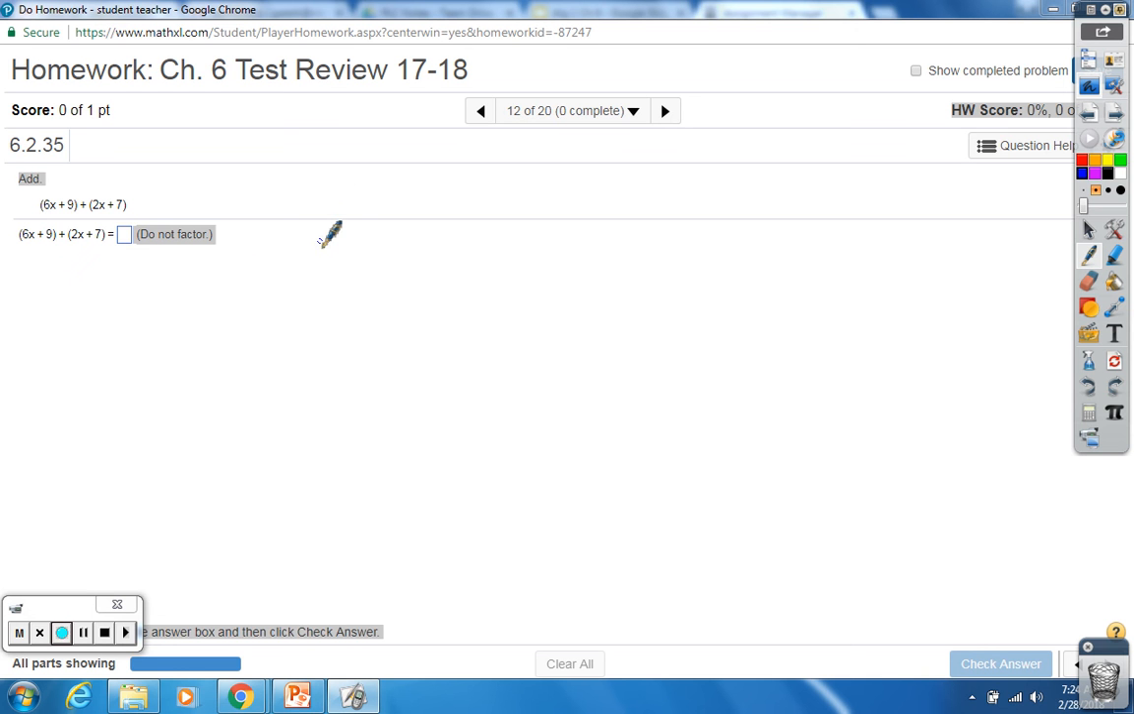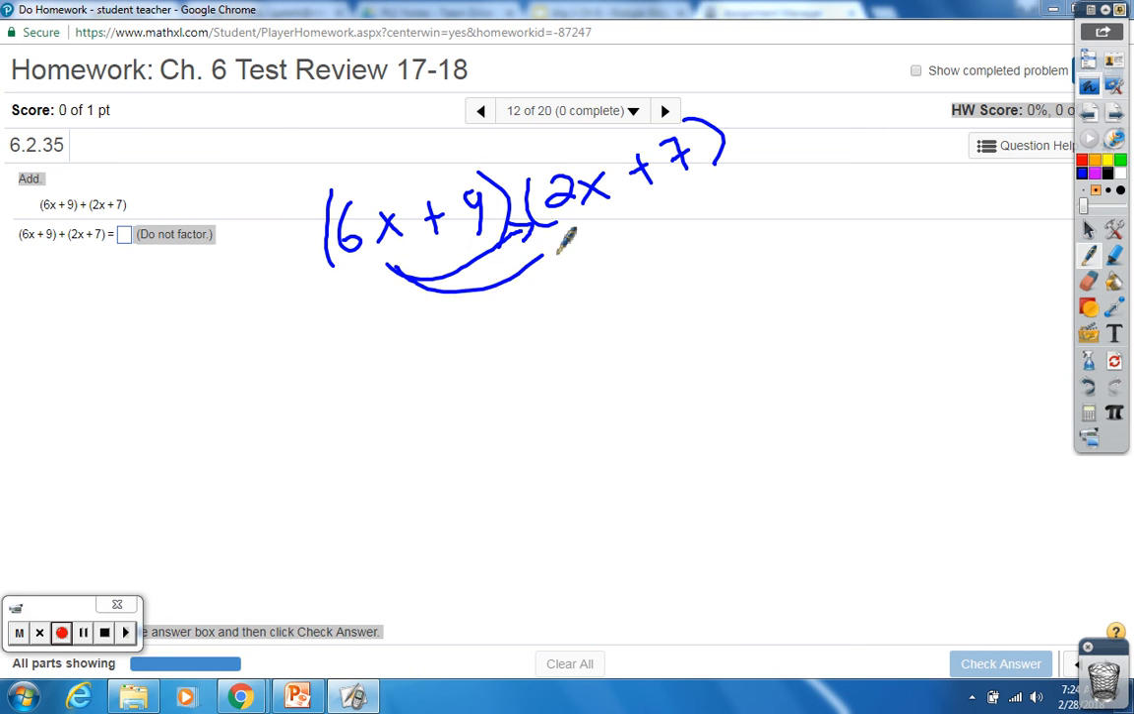Alright, so in this one we have 6x plus 9 in parentheses, and then we have that right by 2x plus 7. Alright, so in this one we'd have to use FOIL, and FOIL would just be first, inner, outer, last, and that just means that we're going to have to distribute that 6x to both the terms, and we'll also have to distribute that 9 to both the terms.